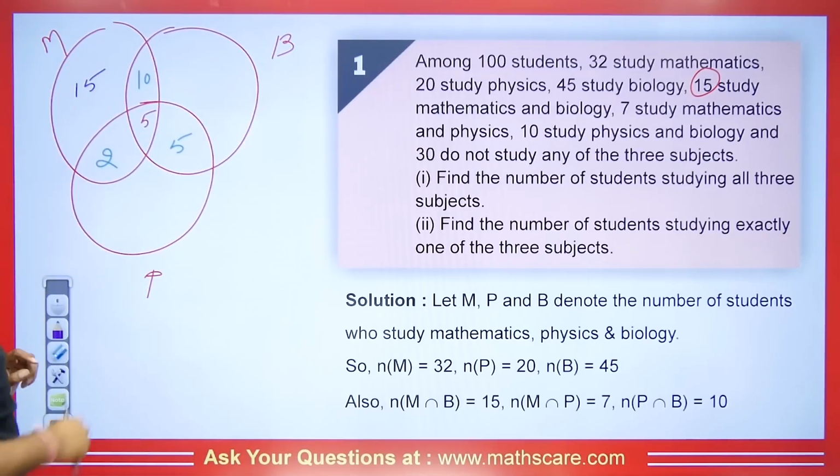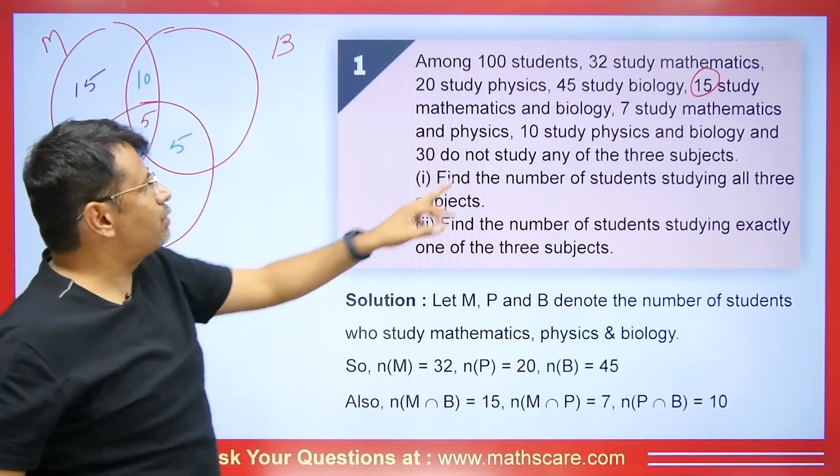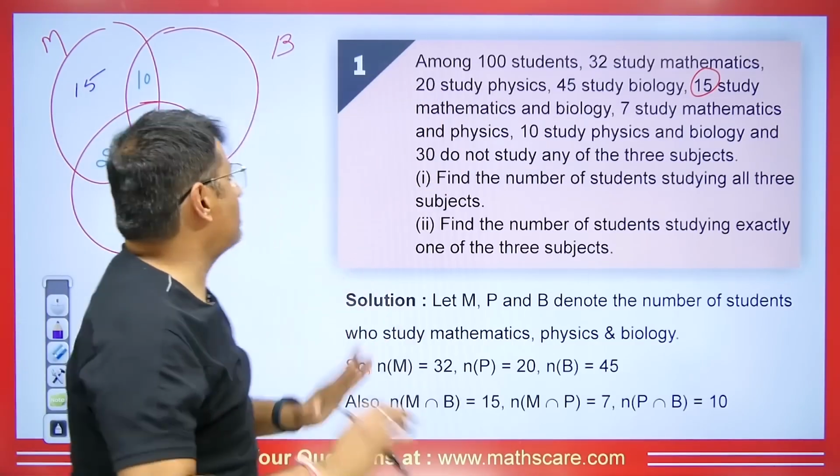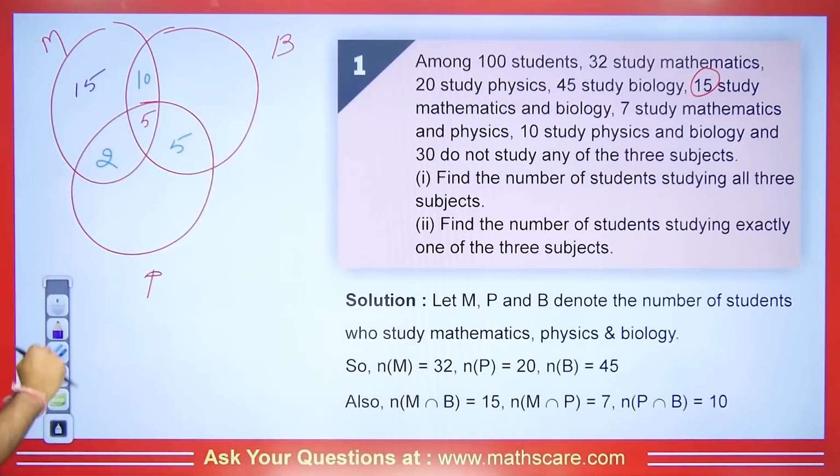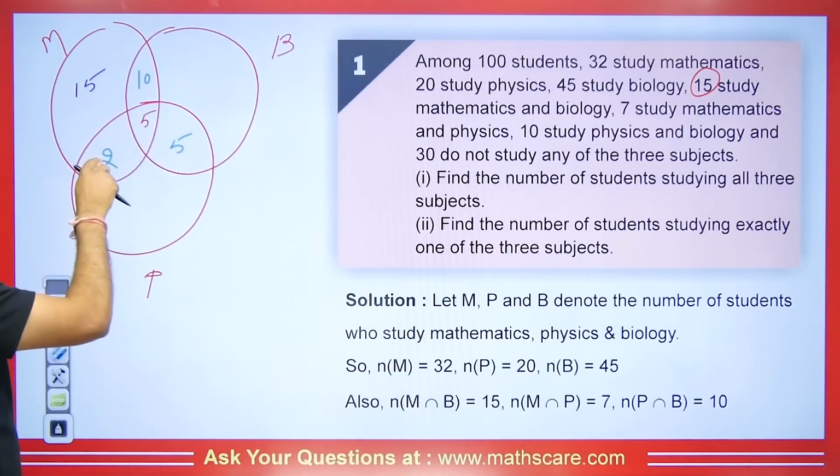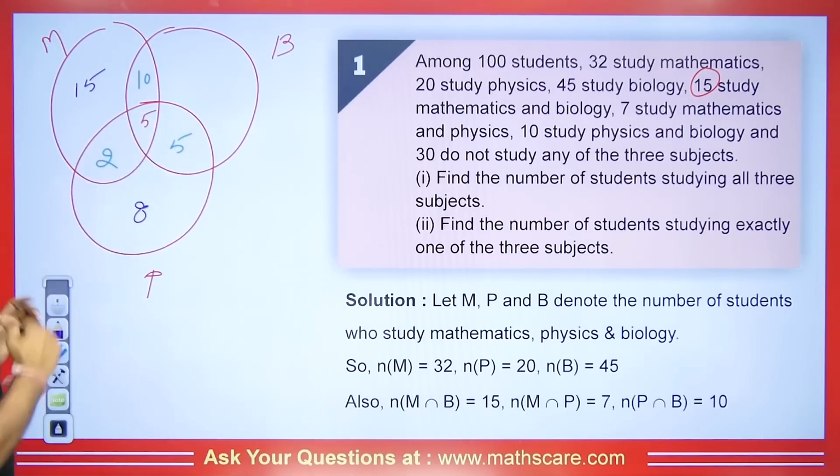Now let's consider the 20 students studying physics. Among these 20 students studying physics, we will deduct the overlaps. That is 5 plus 5 plus 2 is equal to 12. So the exclusive number of physics is 8. You need to keep this in mind.